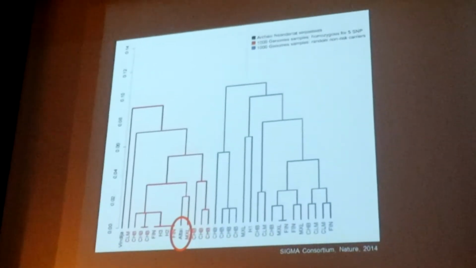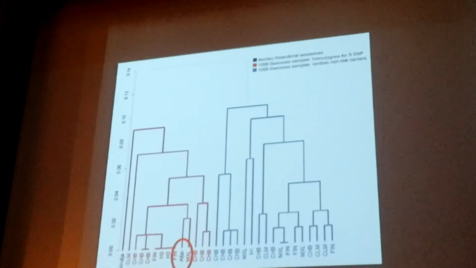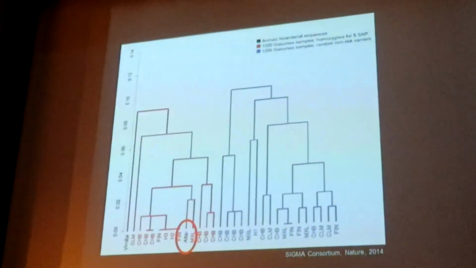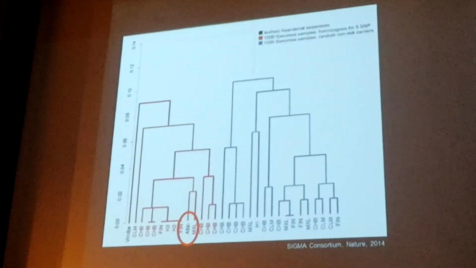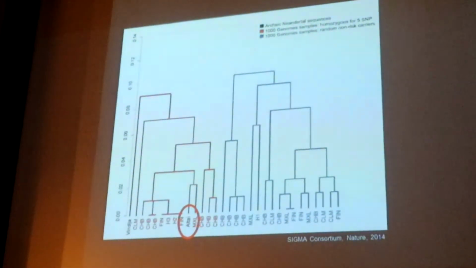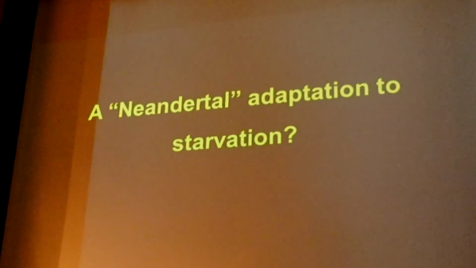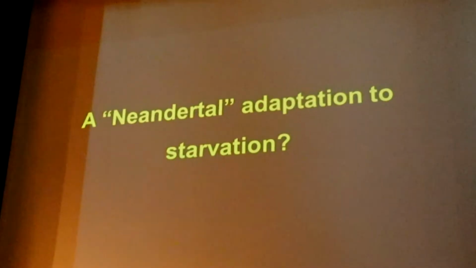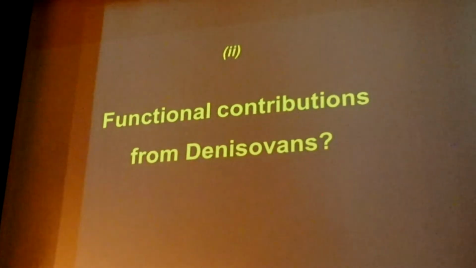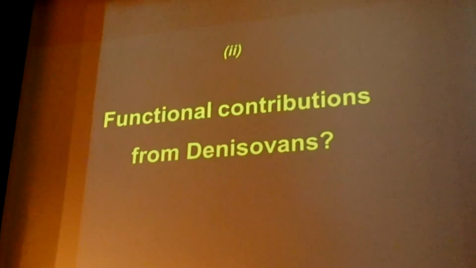Today it's associated with a risk for type 2 diabetes, but probably in a situation where you have periodic starvation, for example, such variants may actually be advantageous. This may be some kind of Neanderthal adaptation to starvation. You can, of course, also ask, do you have a contribution from Denisovans too?